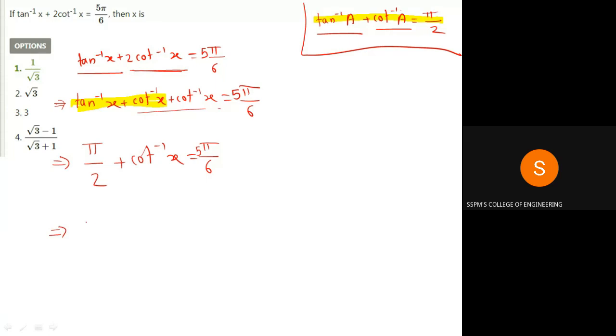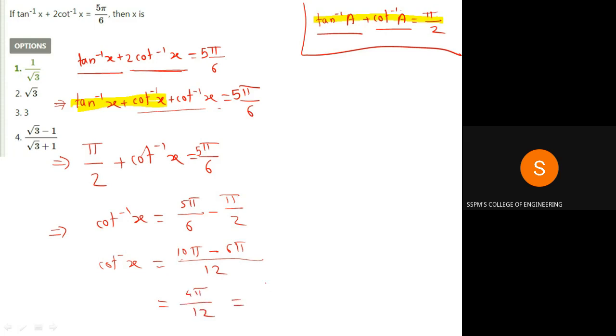It implies, what does it imply? Cot inverse x is equal to what? 5 pi by 6 minus pi by 2, if we take it on the right side, it is minus pi by 2. So cot inverse x is equal to what? If you multiply pi by 2, it is 10 pi minus 6 pi divided by 12. So 10 pi minus 6 pi is 4 pi divided by 12, that is pi by 3.